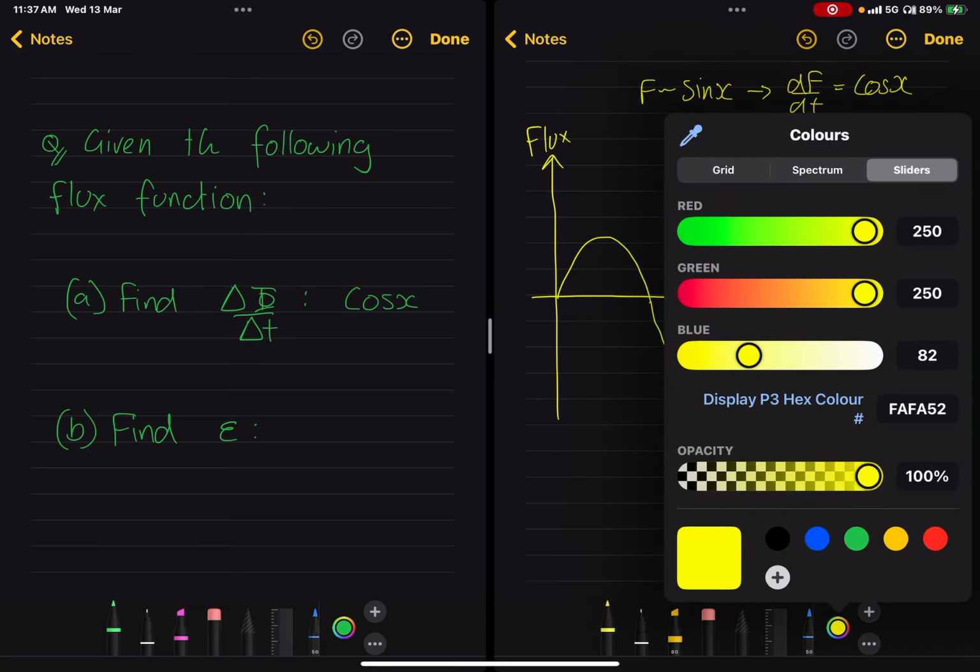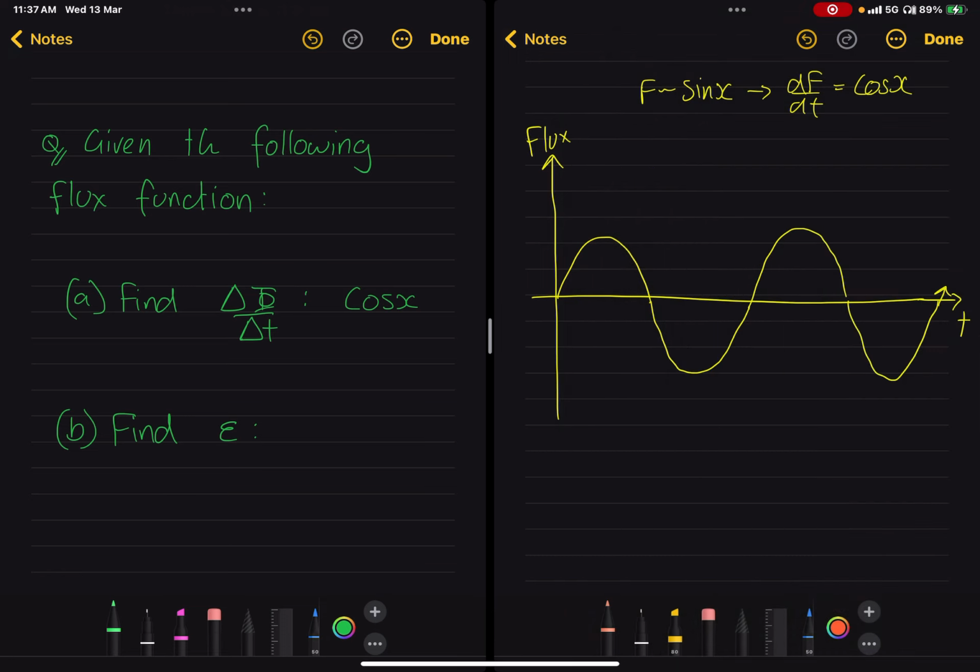So let's add it to the graph. Cosine starts high, it'll go down, go down. Cosine, of course, is just sine shifted by a little bit. So we have a curve down, comes back up, goes back down, and does this, and so on. So this is going to be the approximate function for del flux del time. So this is the first part done.